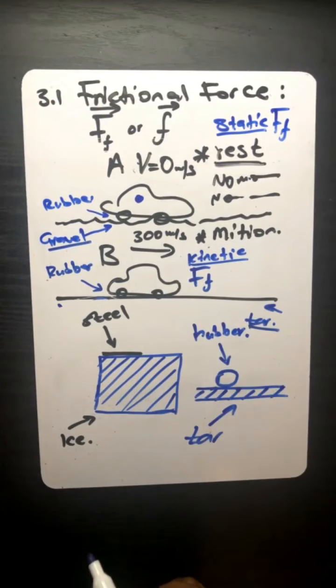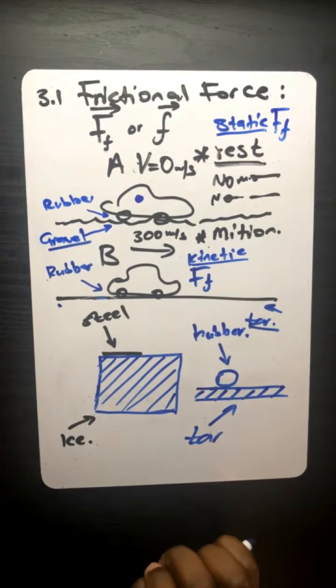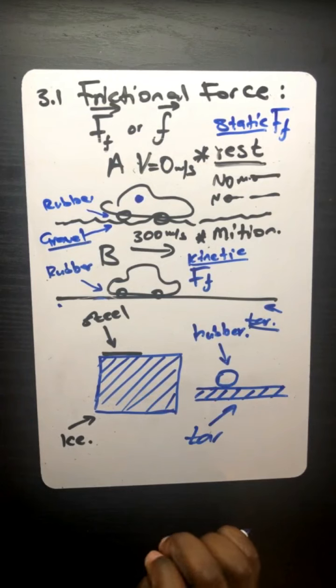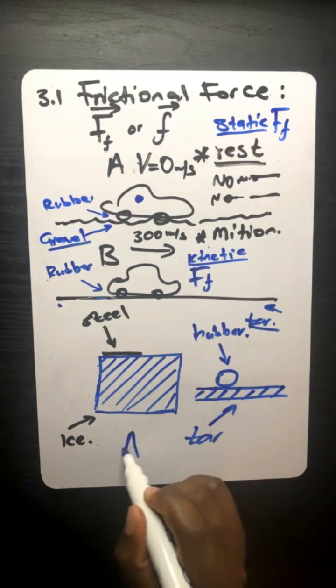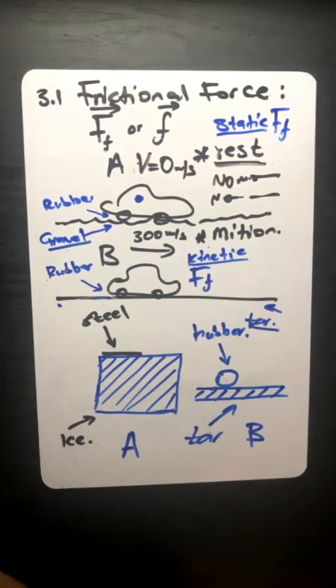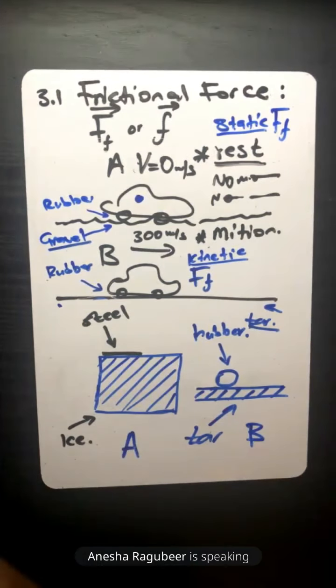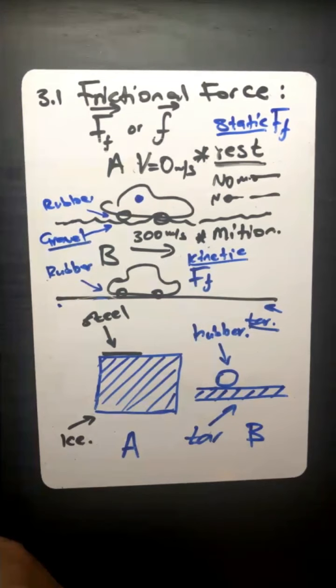Here comes a question, guys. Between these two, which one do you think is going to slide easily? A, sir. A. 100%. So between A and B, A is going to slide easily. The reason is as explained.